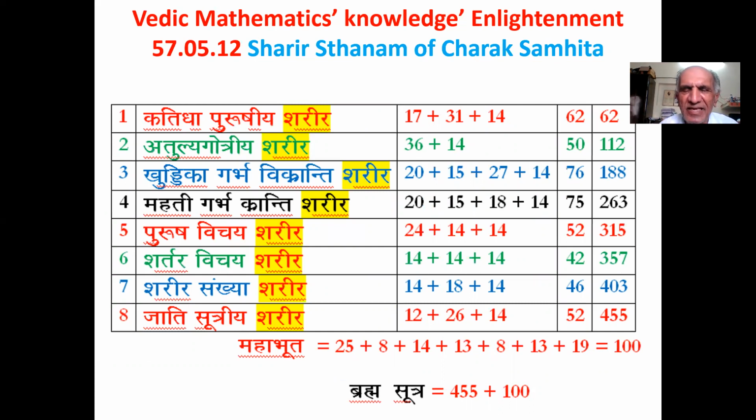On the computer screen is the enlistment of the names of the chapters of Sharir Sthanam. And then there is a tabulation of TC values, and ultimately the summation will be 455. And this, along with Panchma Bhut, a reach up till Surya and Dhruv of value 100, which is parallel with the value of Yama letters of the Devanagari alphabet, all makes 555, a full range of Brahma Sutra.